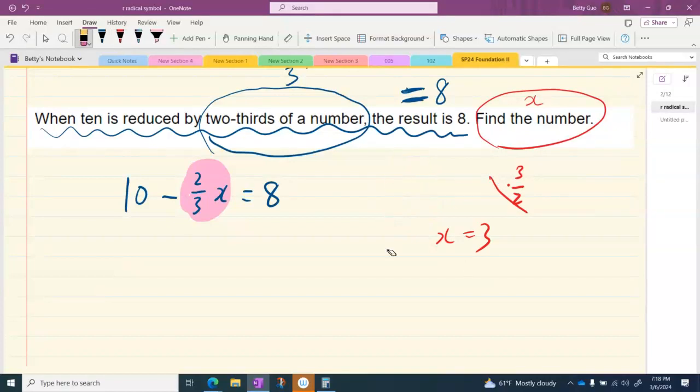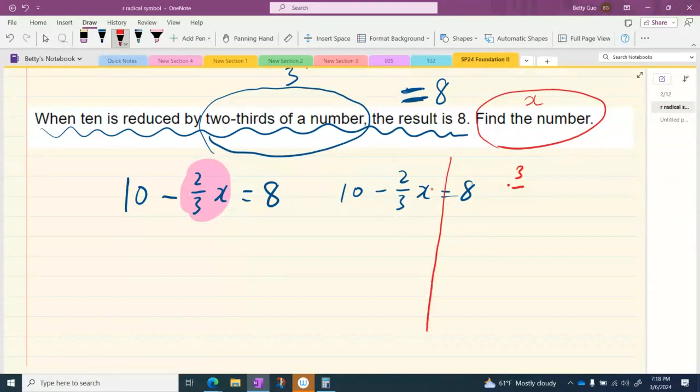And another method, we can get rid of the denominator at the very beginning. Let me show you. 10 minus 2/3 x equals 8. The denominator is 3, so we can multiply all 3 terms by 3. This times 3, this times 3, and this times 3. 10 times 3 is 30. And 3 over 1 times 2 over 3, the 3 and 3 cancel each other.